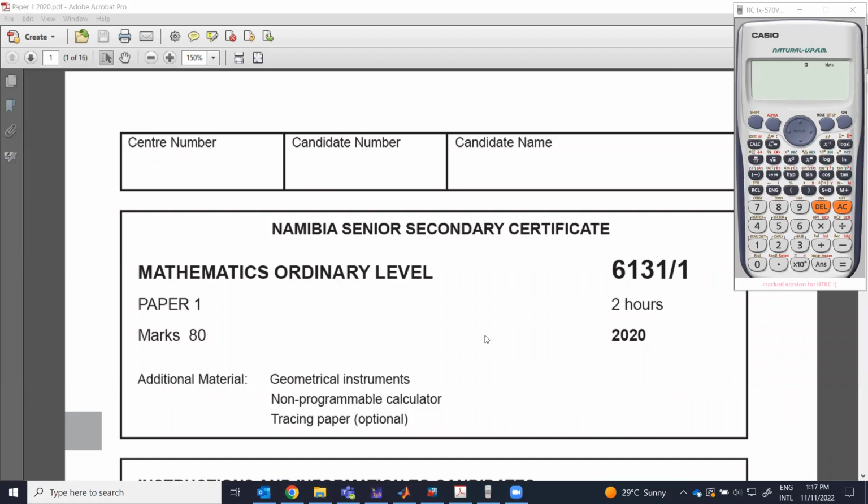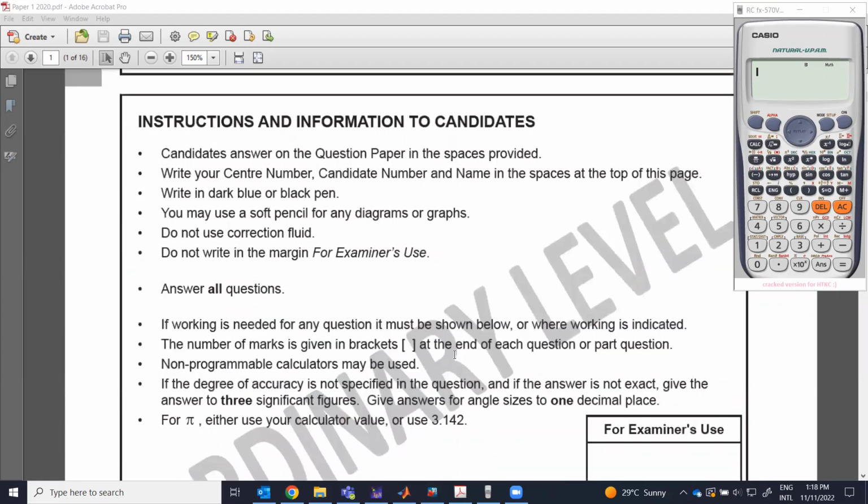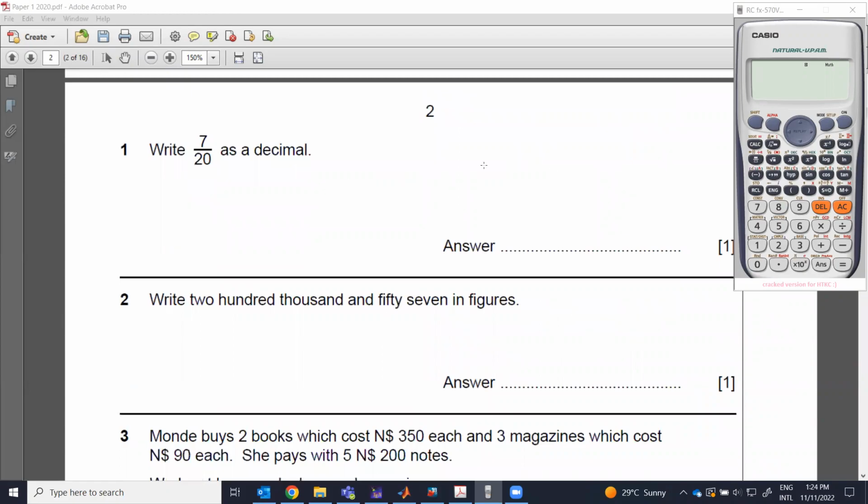Hi guys, today we're going to be looking at the mathematics ordinary level paper. This is paper 1 and this was written in 2020. It's not a very difficult paper. Just always remember whenever you're writing your exams, carefully read all the instructions and follow them. Okay, so let's get into it.